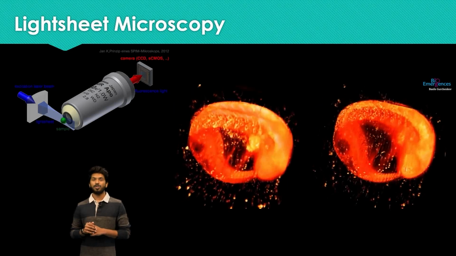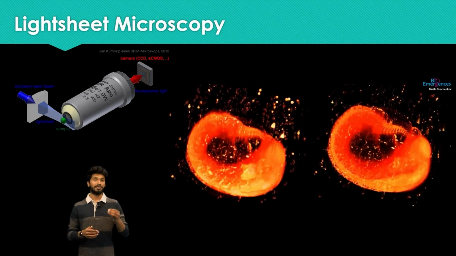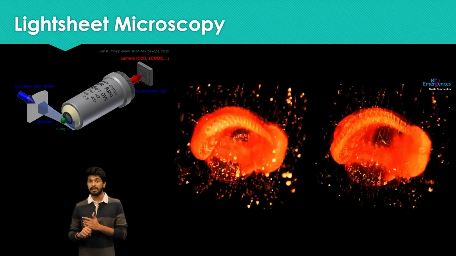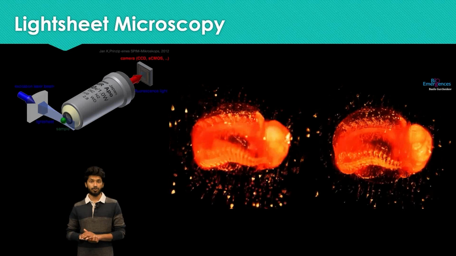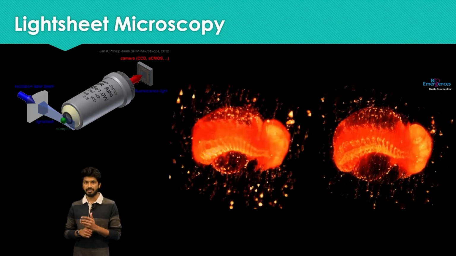Through this way, illumination of the whole sample is avoided to prevent photobleaching, or the fading of the fluorescence through time, and prevent phototoxicity, the damage of the sample through excessive illumination. These are two key factors that constantly need to be considered.